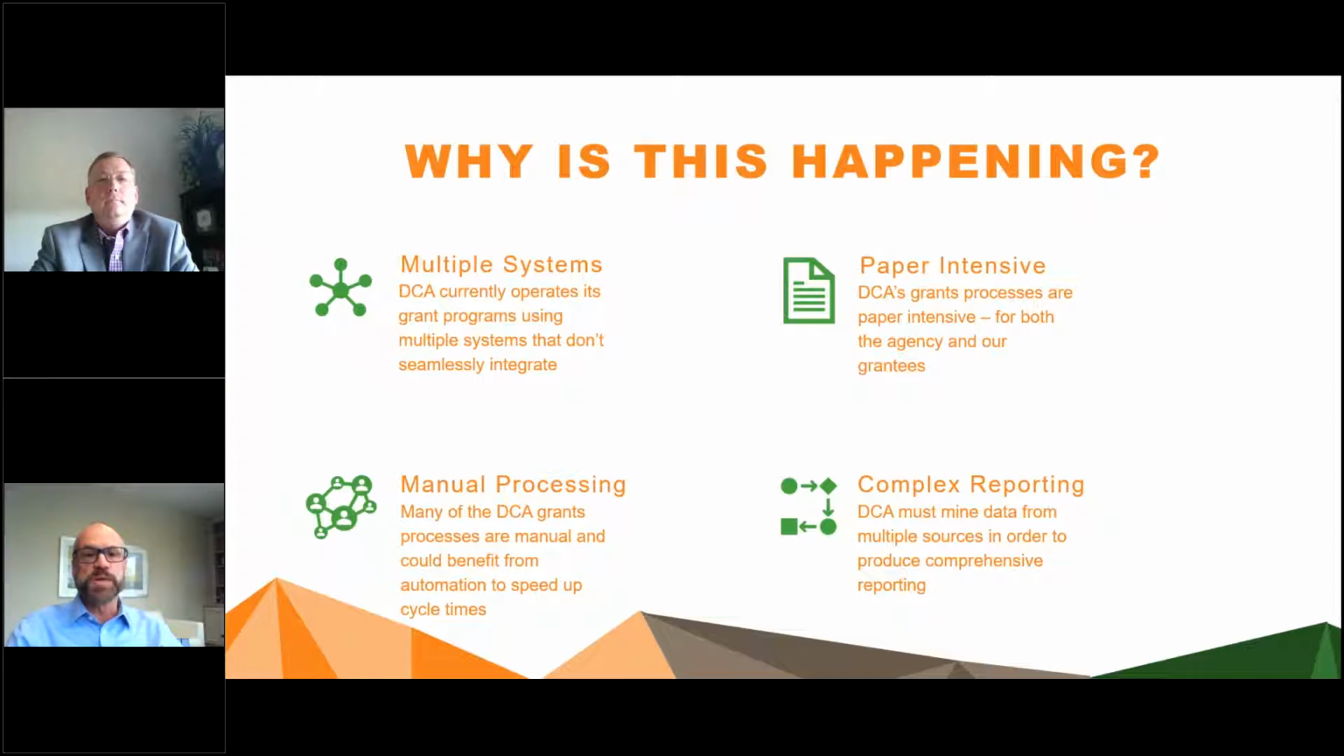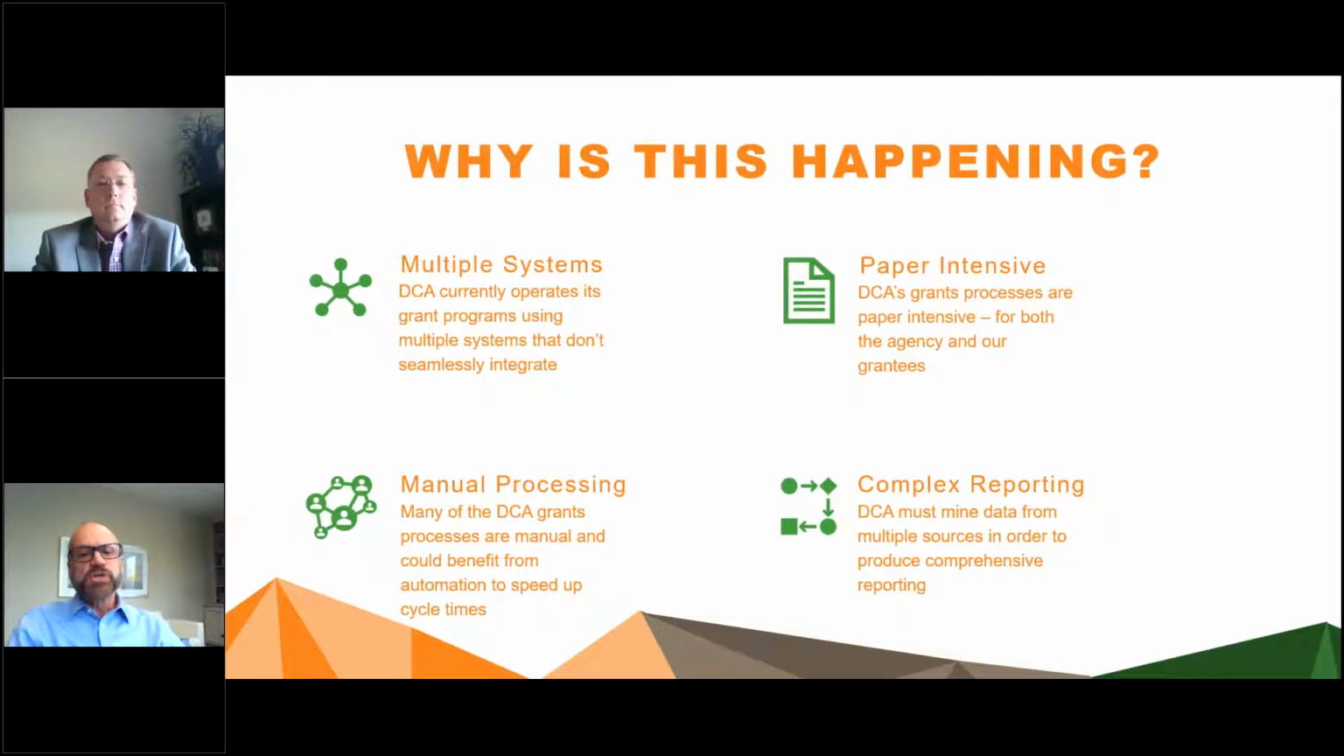One of the issues we have is we have multiple systems. Right now DCA uses a patchwork of systems to manage 16 different grant programs. And while they've been doing their job well, those systems really don't talk to each other or handle the full grant life cycle from application all the way to closeout.